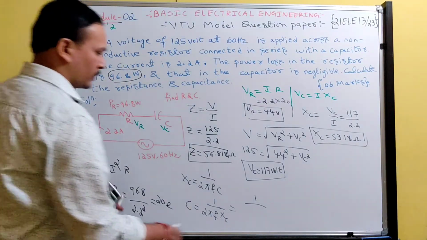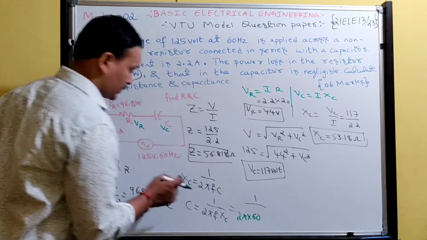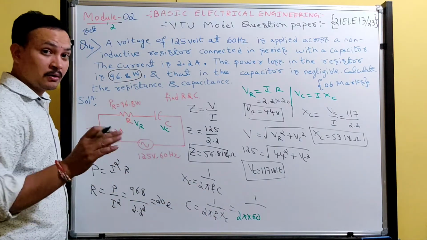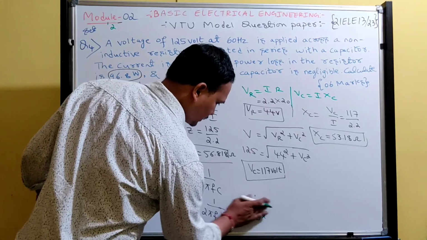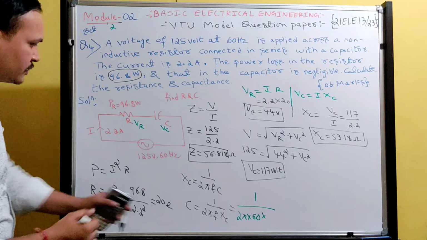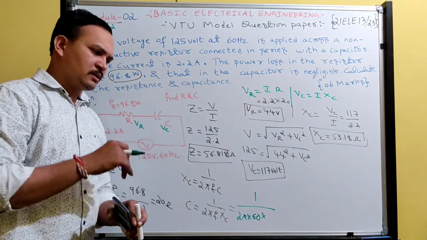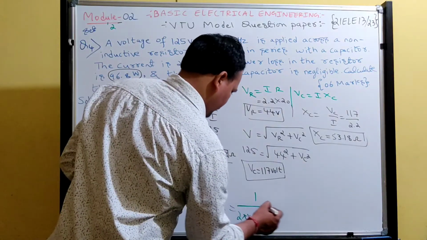Now, please do it in the calculator. 1 upon 2 pi. What is the frequency? See, frequency is 60. Don't take 50. You are going to lose marks. Don't do such silly mistakes. I see many students, if the data is given, they will take their own data. So don't do such mistakes.